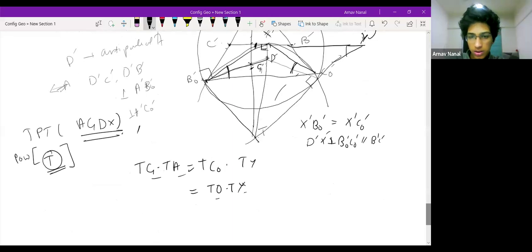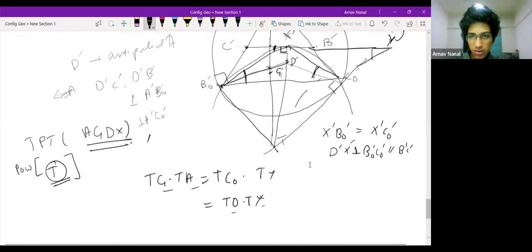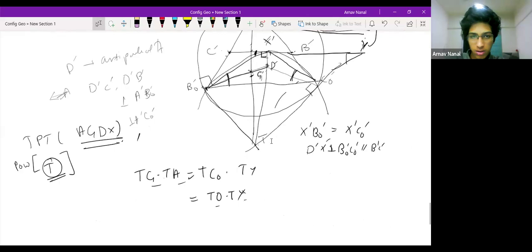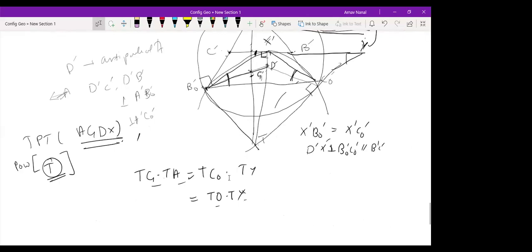Do you get this? Wait, so how is it TD into TX? Oh, 90. Okay, so that's again, yes.